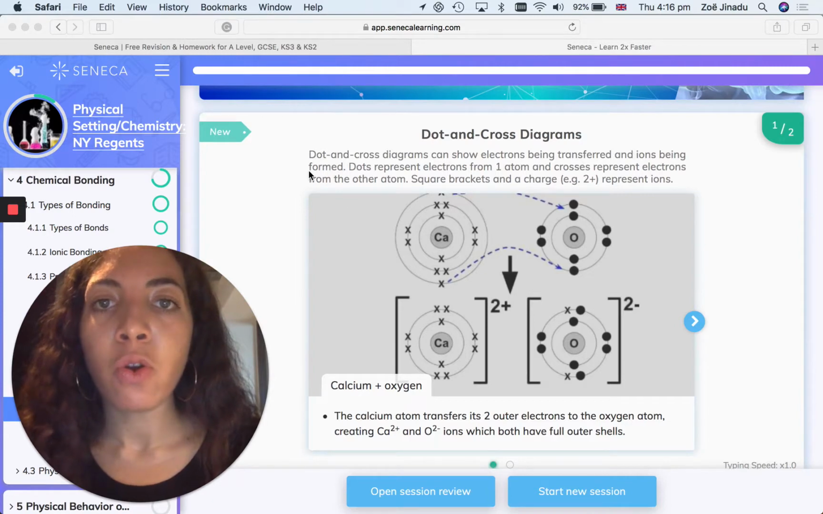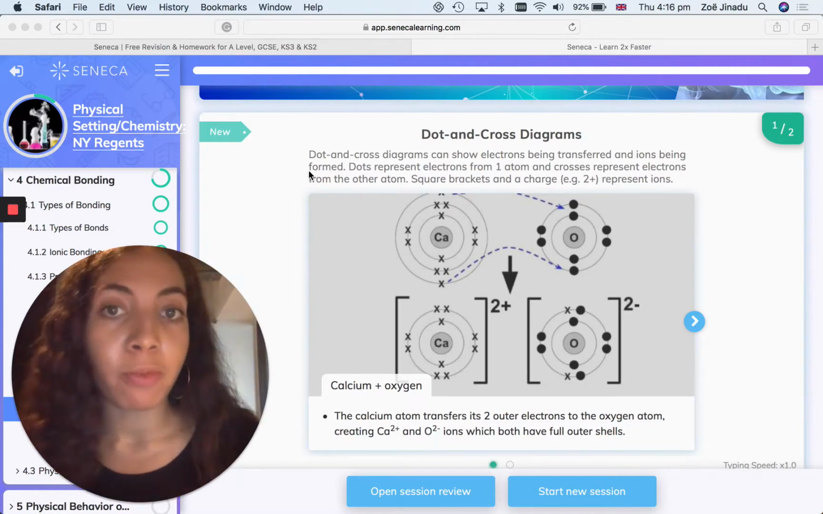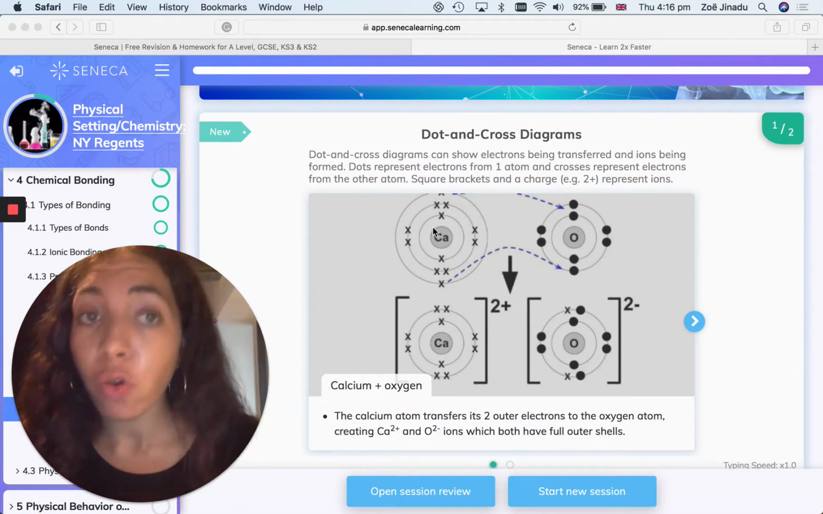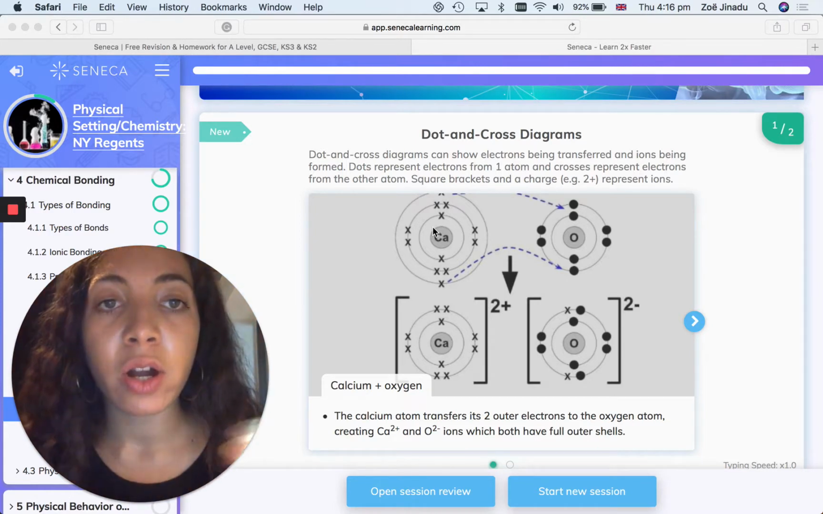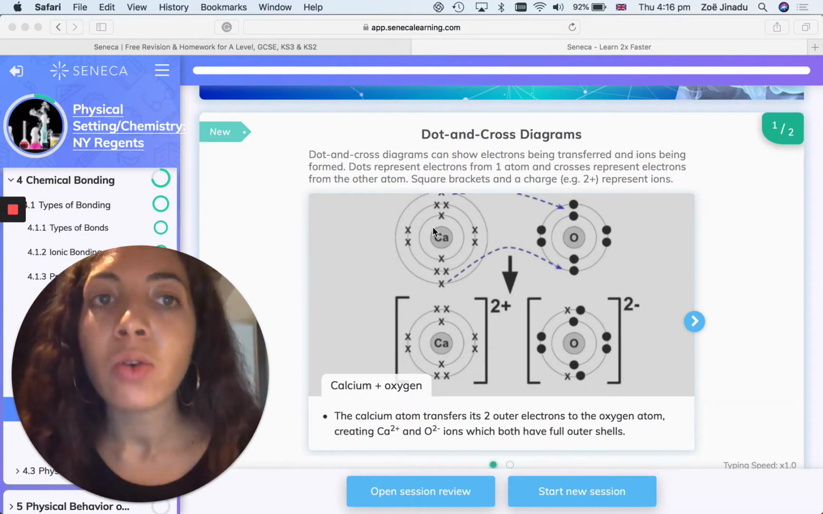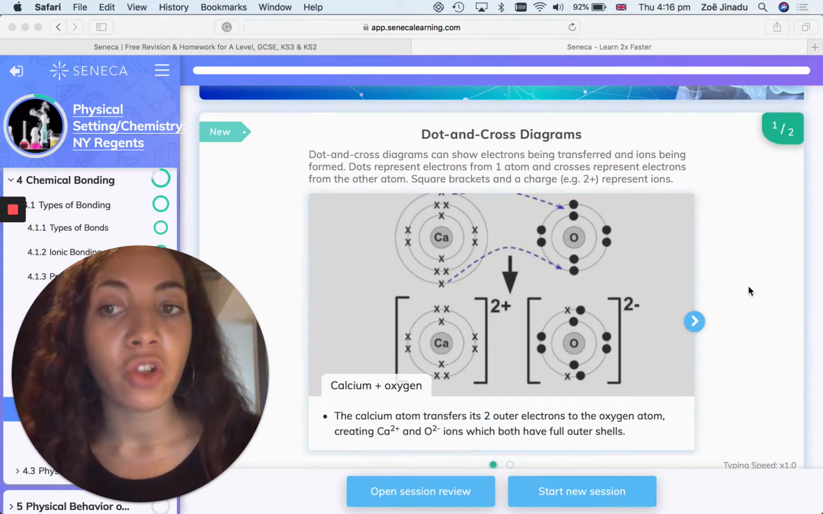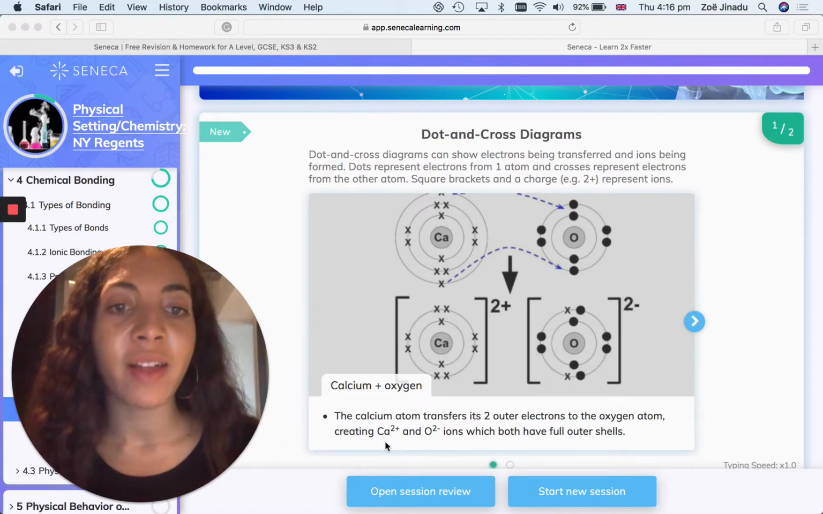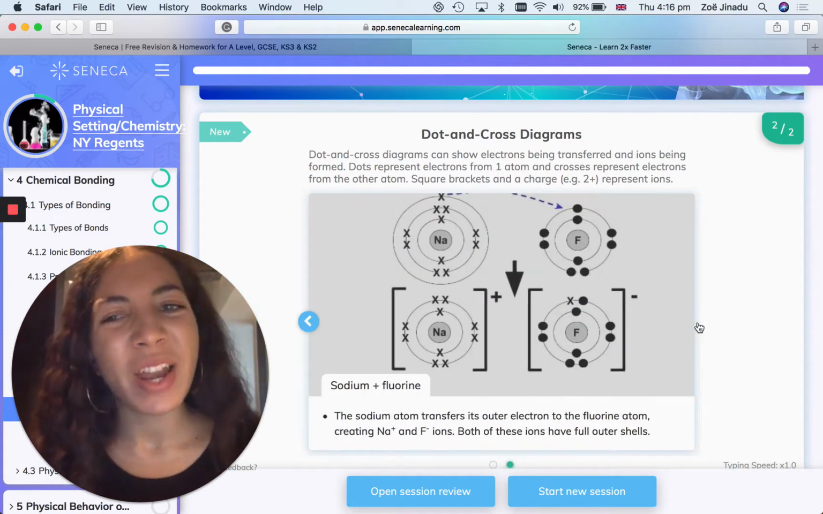Lewis dot and cross diagrams can show electrons being transferred and ions being formed. Dots represent electrons from one atom and crosses represent electrons from the other atom. Square brackets and a charge, for example 2+, represent ions. The calcium atom transfers its two outer electrons to the oxygen atom, creating Ca2+ and O2- ions, which both have full outer shells, which is what you like.